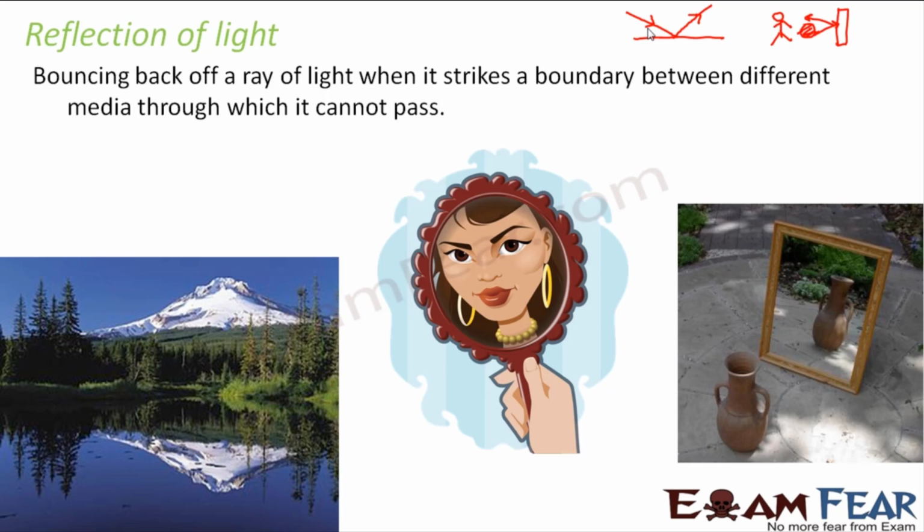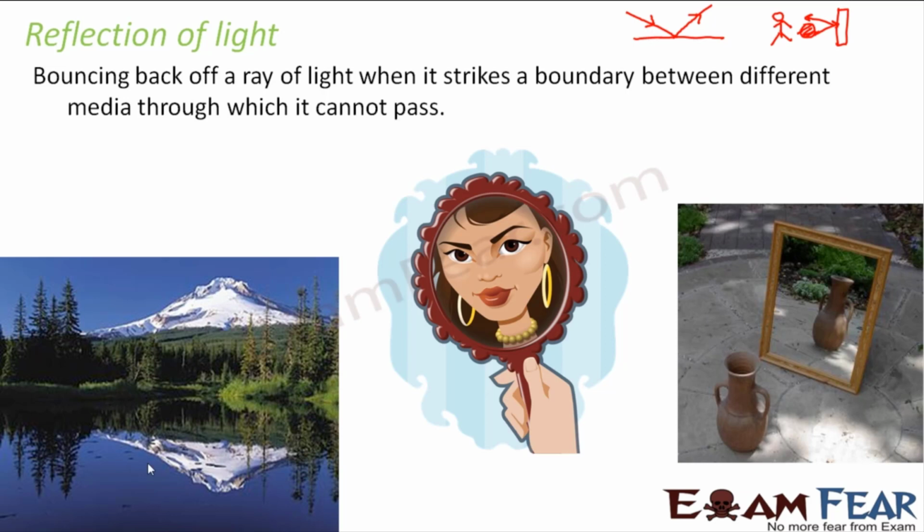That's because the rays of light from your face are falling on the mirror, but since they are unable to go to the other end, they bounce back. And it bounces back and reaches your eye, and that enables you to see your image in the mirror. So now here also, if you see, this pot is kept here and the image is observed in the mirror. The same thing is happening.